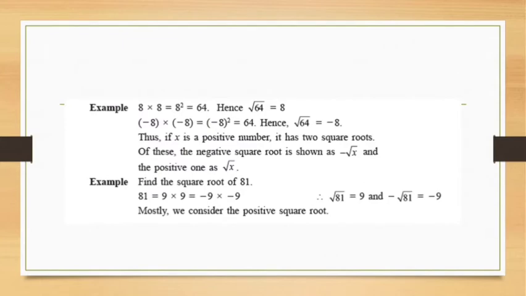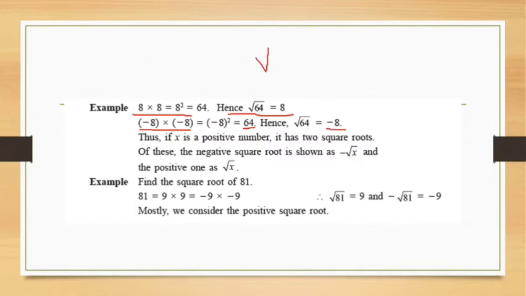Let's turn to a few more examples. What is the square of 8? The square of 8 is 64. 8 multiplied by 8 is 64. So the square root of 64 is 8. What will happen in the negative case? If the square of negative 8 is 64, then the square root of 64 can also be negative 8.